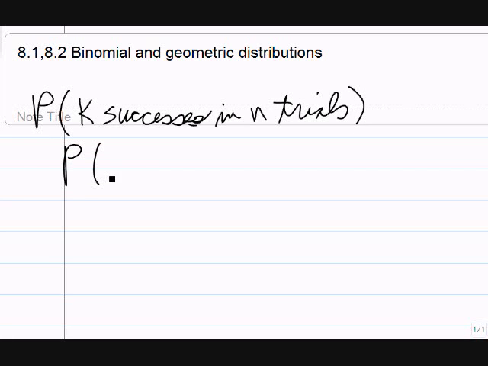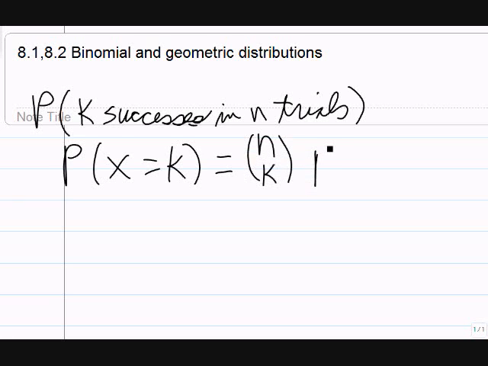It is the probability that x is equal to k, which we expressed as n choose k times the probability of success to the k power times the probability of failure, which would be 1 minus the probability of success, to the n minus k power. Okay, so that'll get you a long way, except there is definitely a shorter version.